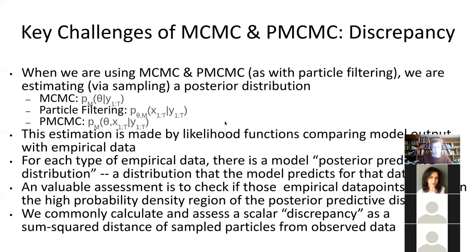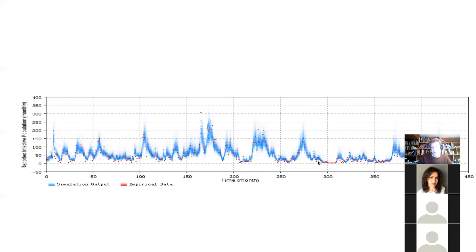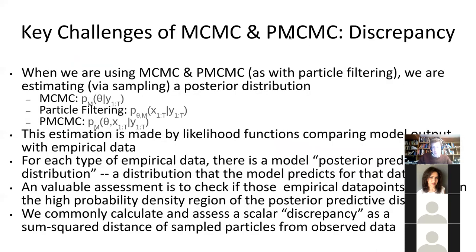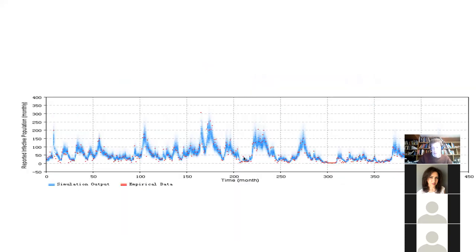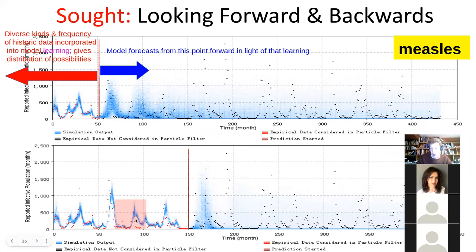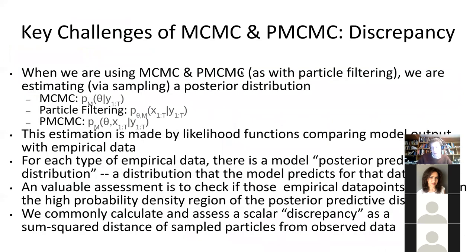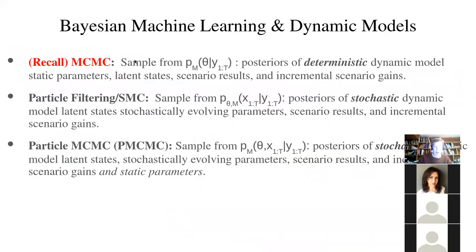So generally, in terms of discrepancy, when we're performing MCMC and PMCMC, we care that the results match the empirical data well. We don't want results that are systematically off in some way. We want results that are close to the empirical data. So this will be one of the criteria we're often using to judge how well the model is doing, how well our fitting is doing with PMCMC and MCMC. Same thing with particle filtering. So that's one of the challenges here.